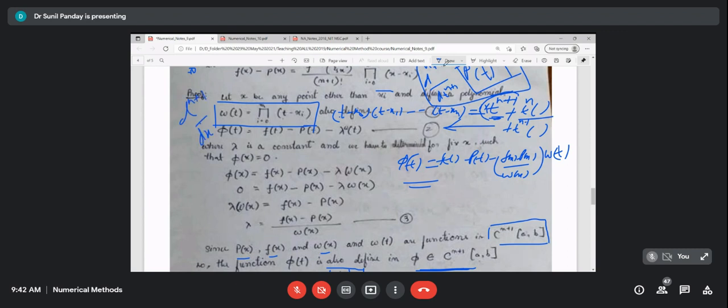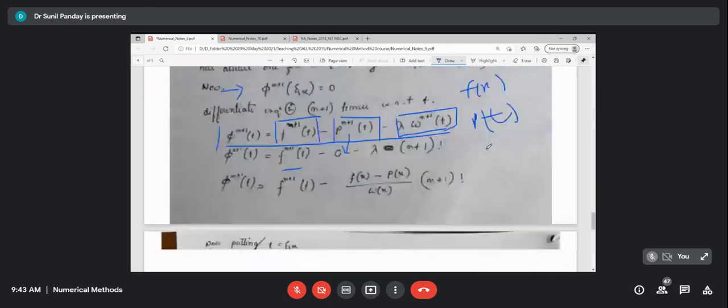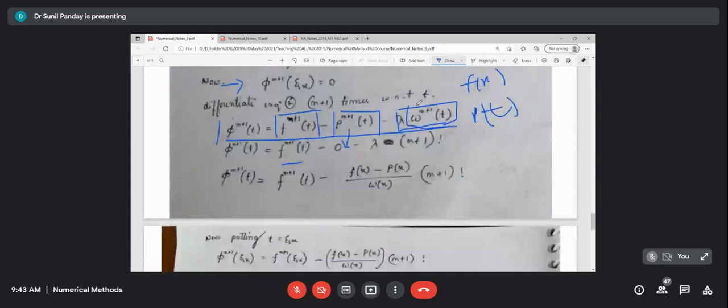If you differentiate an n plus 1 degree polynomial n plus 1 times, you know that whatever terms have degree less than n plus 1 become 0. And for this we know that it goes n plus 1, then n, then down to 3, 2, 1, giving n plus 1 factorial into the coefficient of t raised to power n plus 1. So that's why we have written the n plus 1 time differentiation.